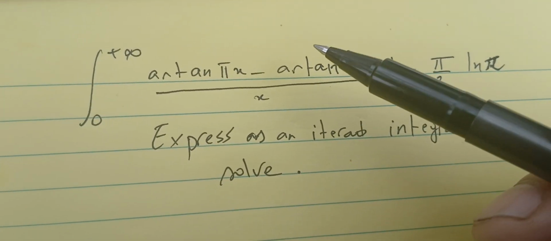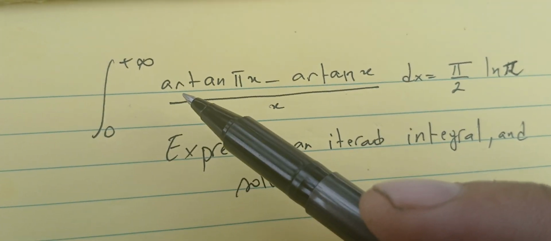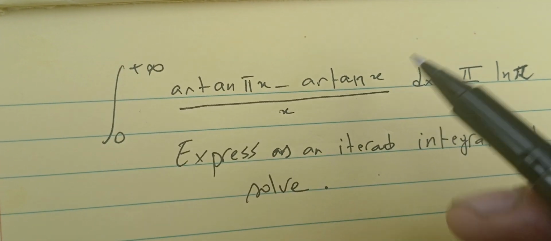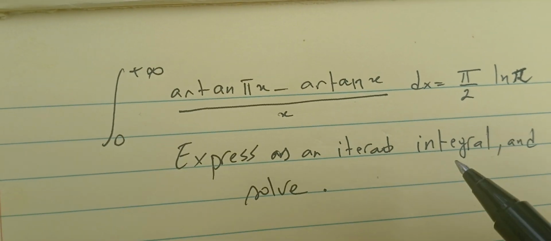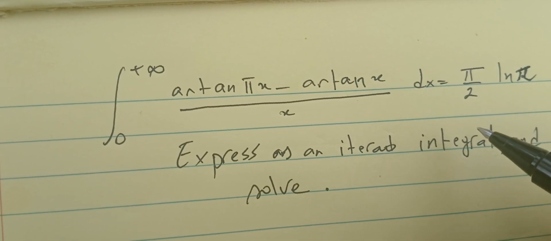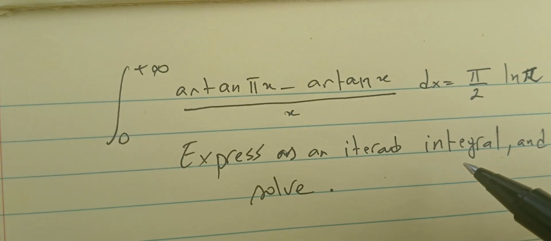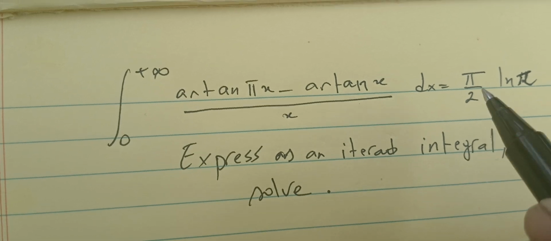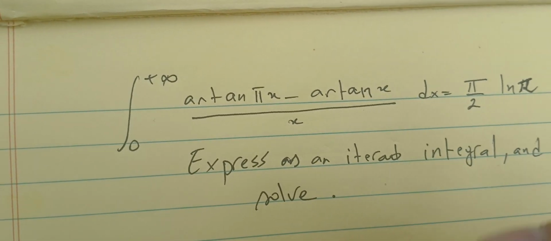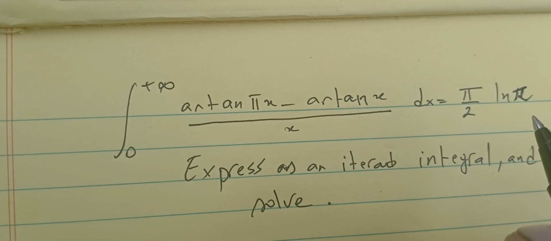Welcome back. In this video, we're going to compute this integral between 0 and infinity of (arctangent of pi x minus arctangent of x) over x dx. And we're going to prove that its value is pi over 2 ln of pi. So we're going to express this one as an iterated integral. That means here, instead of integrating with respect to x, we're going to integrate with respect to y.